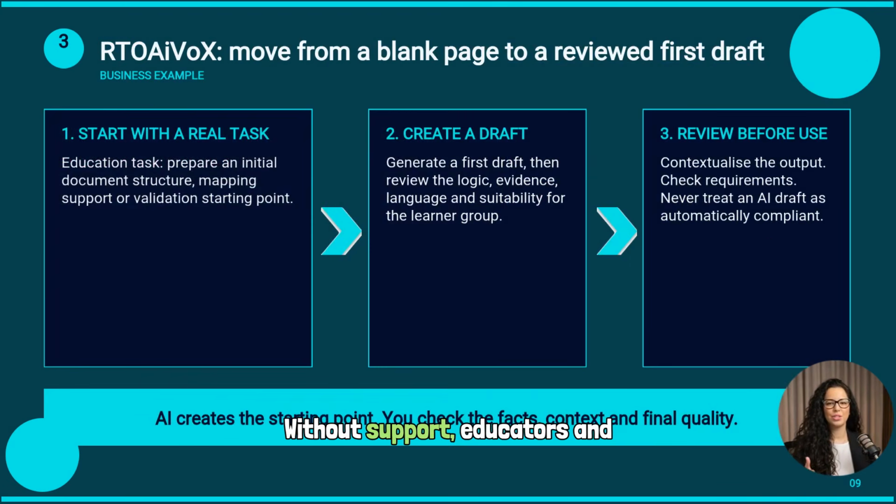Without support, educators and RTO staff often start from a blank page, search old files, and rebuild familiar structures. RTO AI Vox can produce a first draft that gives the user something to work from. The professional then reviews it, adjusts it, contextualizes it, and checks it against the learner group, organization, and current requirements. The platform is not claiming that AI output is automatically compliant. The purpose is to accelerate the starting point while preserving professional responsibility and sector knowledge.